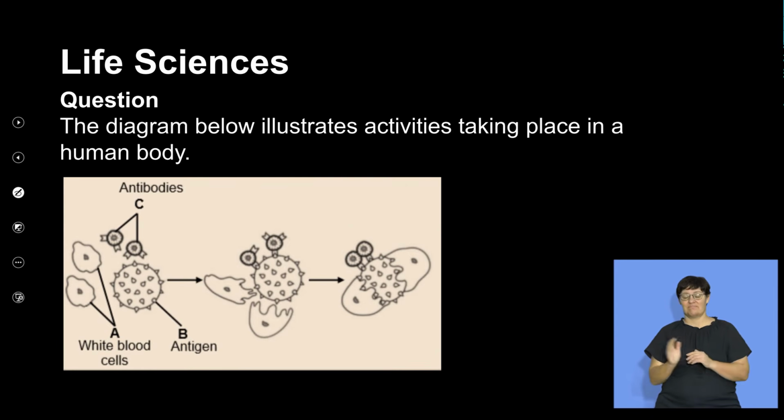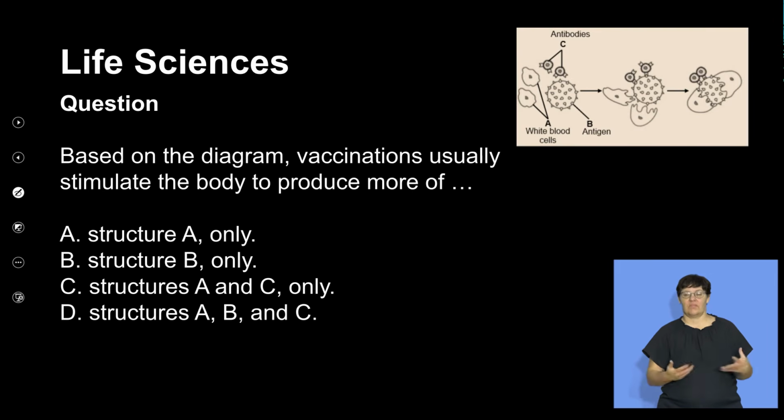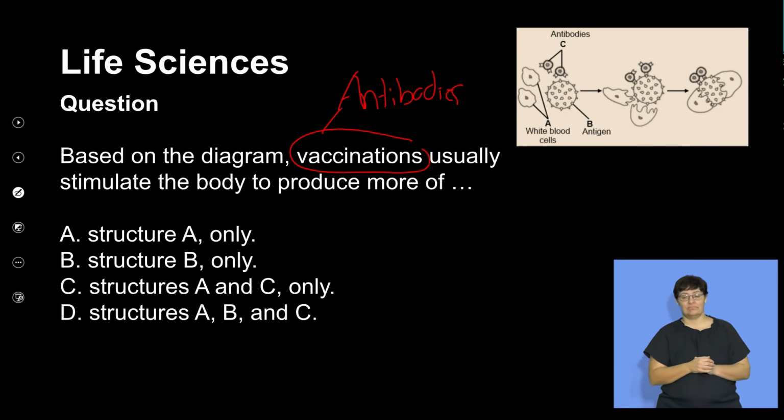Okay, our next question also is a multiple choice question. And this time we have a diagram to go with. The question says the diagram below illustrates activities taking place in the human body. All right, guys, so if we have a look at the questions that we asked, vaccinations, antibodies. So that's the word we are concentrating on. And antibodies, all right, is C. So that's the letter that we most probably want to be the answer.